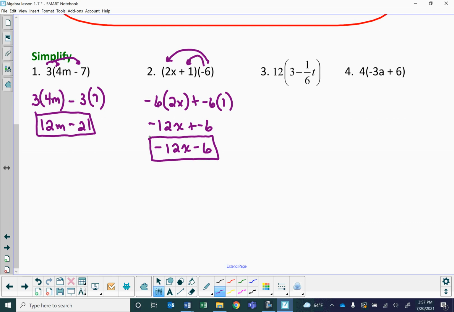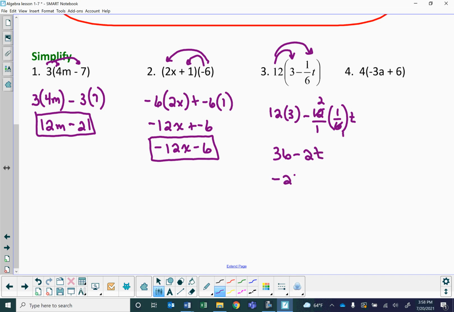If I look at problem number 3, just because I have a fraction, don't let it confuse you. It's the same process over and over again. We're just going to distribute this 12 throughout everything in the parentheses. So it's going to be 12 times 3 minus 12 over 1 times 1 over 6 t. So 12 times 3 is 36. 6 goes into 12 twice. So this becomes negative 2 times t, so it's negative 2t. Or you could write it as negative 2t plus 36.